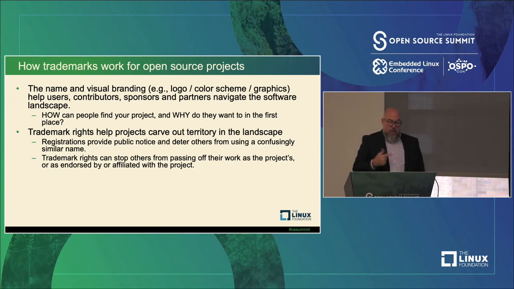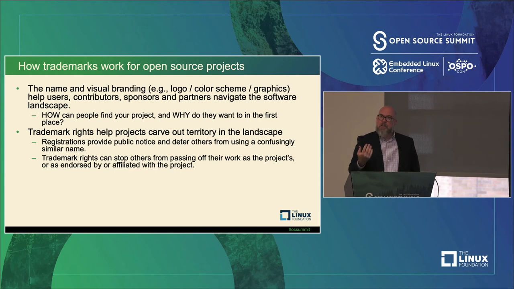So trademark rights can stop others from passing off their work as the project's, or as endorsed by or affiliated with the project. And I alluded to this earlier. This is really two separate concepts, but somewhat related. In one sense, it can just be a bad actor, right? So they've taken the code, whether they've changed it or not, they're offering it out by themselves under the exact same trademark, counterfeit goods in a traditional consumer product scenario. It can help protect against that.